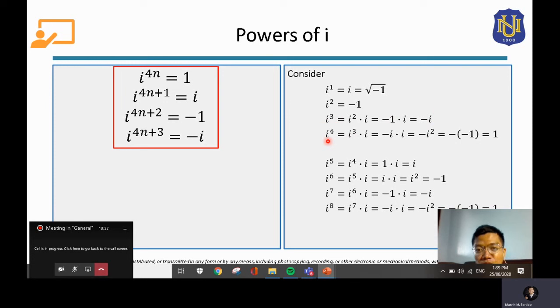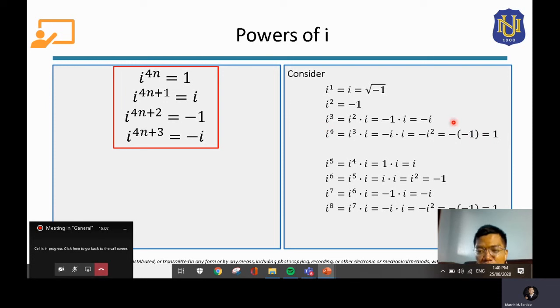Now for i raised to the fourth power, we don't know yet what the value is, but we can factor this into i cubed times i, right? And we know that the value of i cubed is negative i, as we have derived from here, and the value of i is i. So if we multiply negative i by i, that will give you negative i squared. And we know that the value of i squared is negative 1. So negative times negative 1 will be positive 1. So now we know that the value of i to the fourth power is 1.